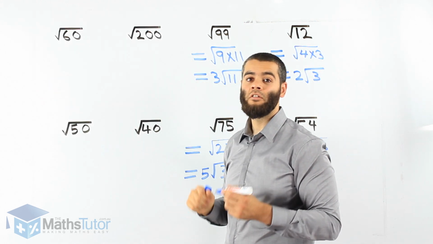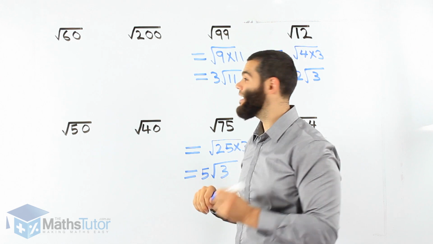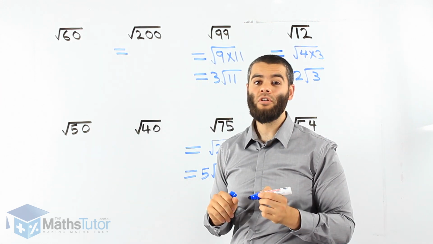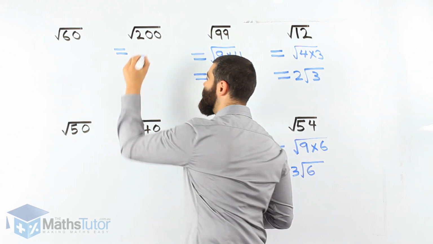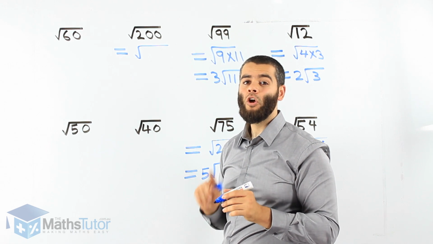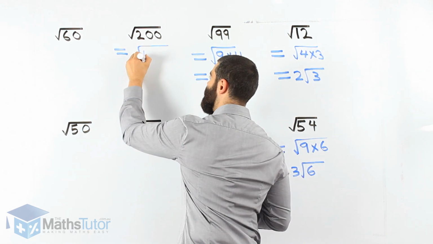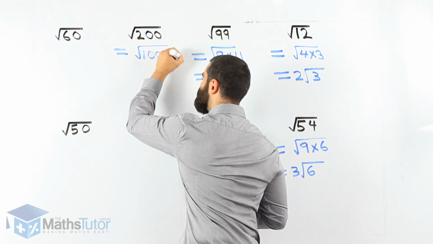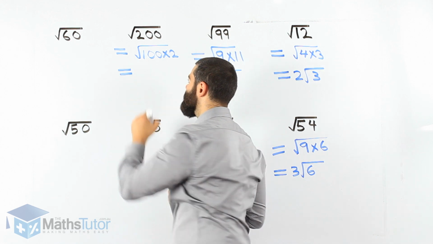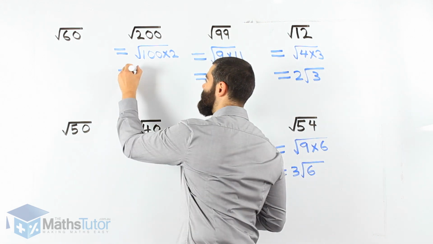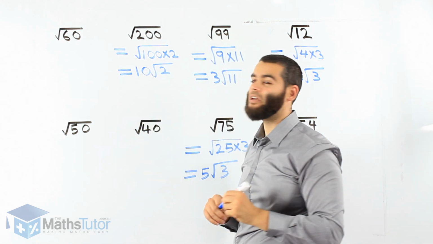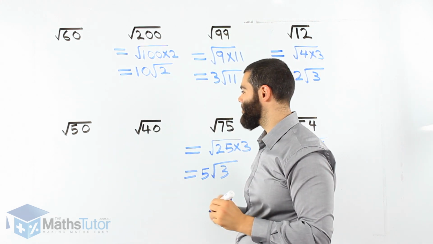Next one, square root 200. Again, now you should be able to get the hang of it. Two numbers are multiplied to get 200. One of them must square root. What are they? The factors of 200, there are heaps, but we're looking for two. One of them must be able to square root. 100 times 2. 100 times 2 makes 200. The square root of 100 is 10. 10 goes outside. 10 root 2 is our simplified answer.